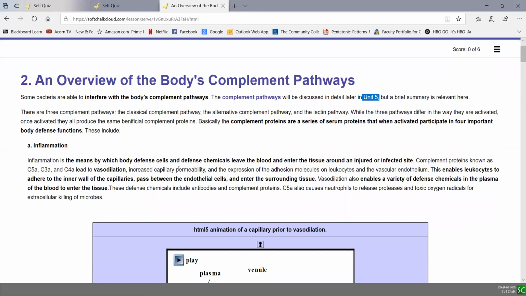So one of the benefits of the complement pathway is inflammation. Now, it should be pointed out we have 3 complement pathways: the classical complement pathway, the alternative complement pathway, and the lectin pathway. And we'll take up all 3 of these later on in Unit 5. They differ in how they're activated, but once activated, they all produce the same beneficial complement proteins. And that's what we're looking at here, the beneficial complement proteins from the complement pathway and what they do in body defense, their role.